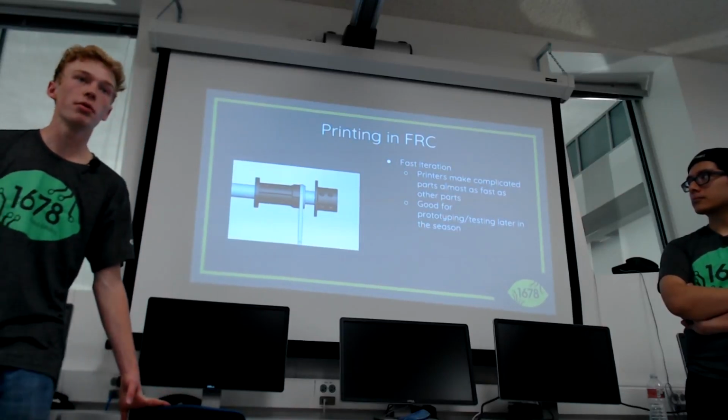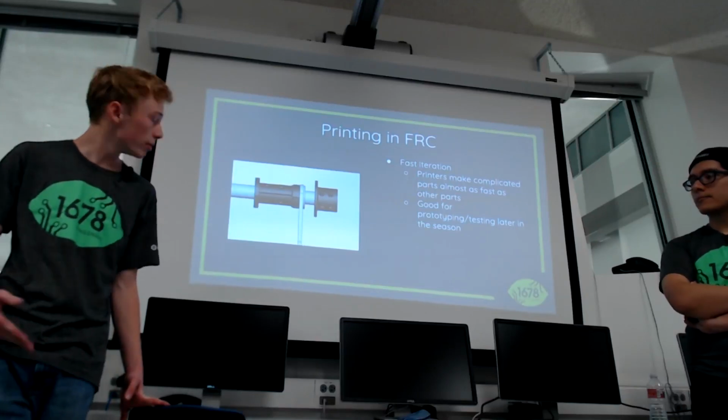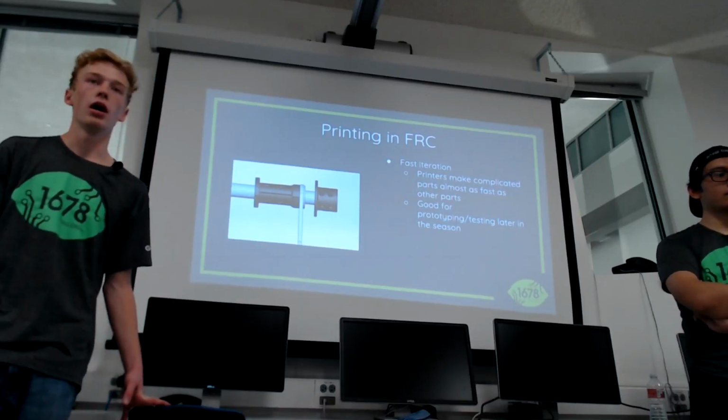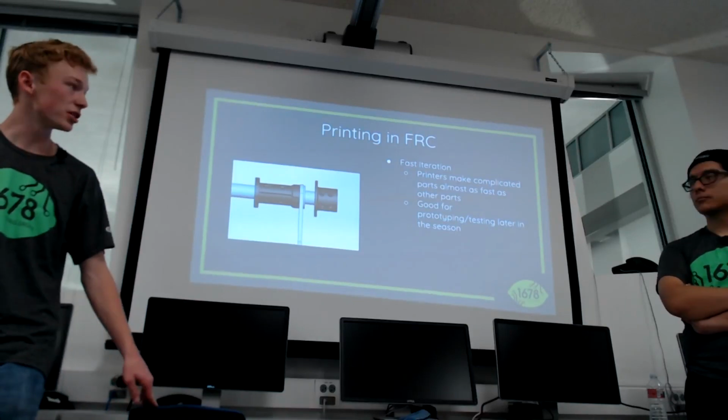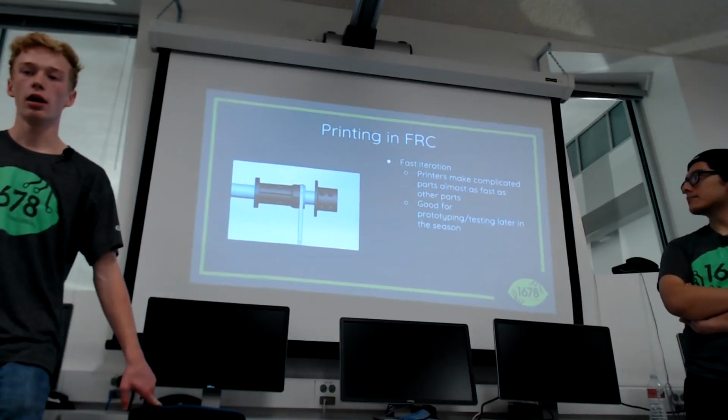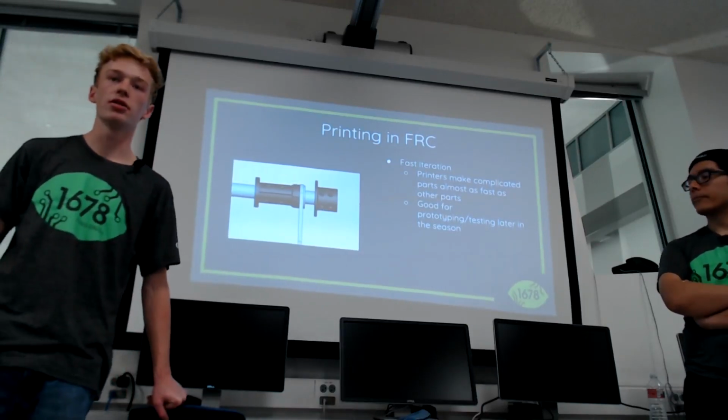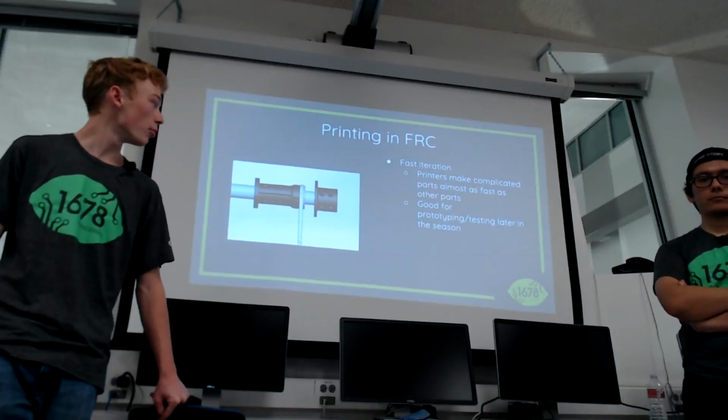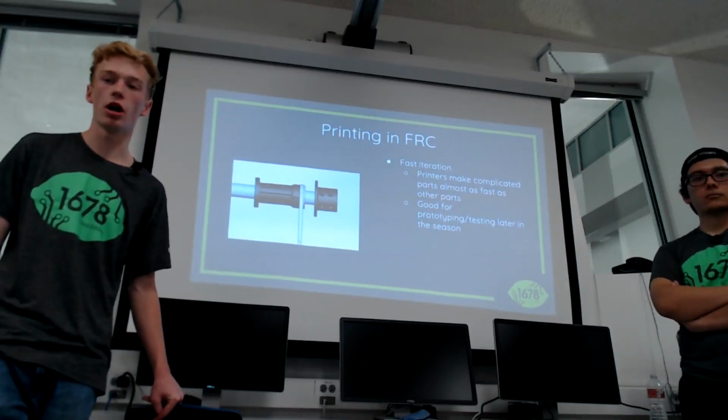But by doing it on a 3D printer, we could just print these overnight and come in the next morning and throw them on the robot and verify whether they work or not, make some adjustments, and do the same thing the next night. So for this later-in-the-season iteration, it was a really great way to quickly change these complicated parts.